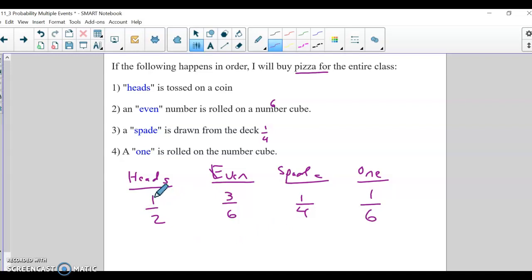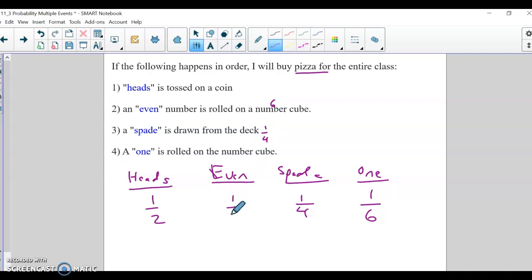So for the chances of this and this and this and this happening, you have to multiply all these together, right? On an "and," you basically multiply and you get a lower number. The only thing I'm going to change here is the even. Instead of writing 3/6, I'm just going to reduce that to 1/2 because that'll make it a little bit easier.